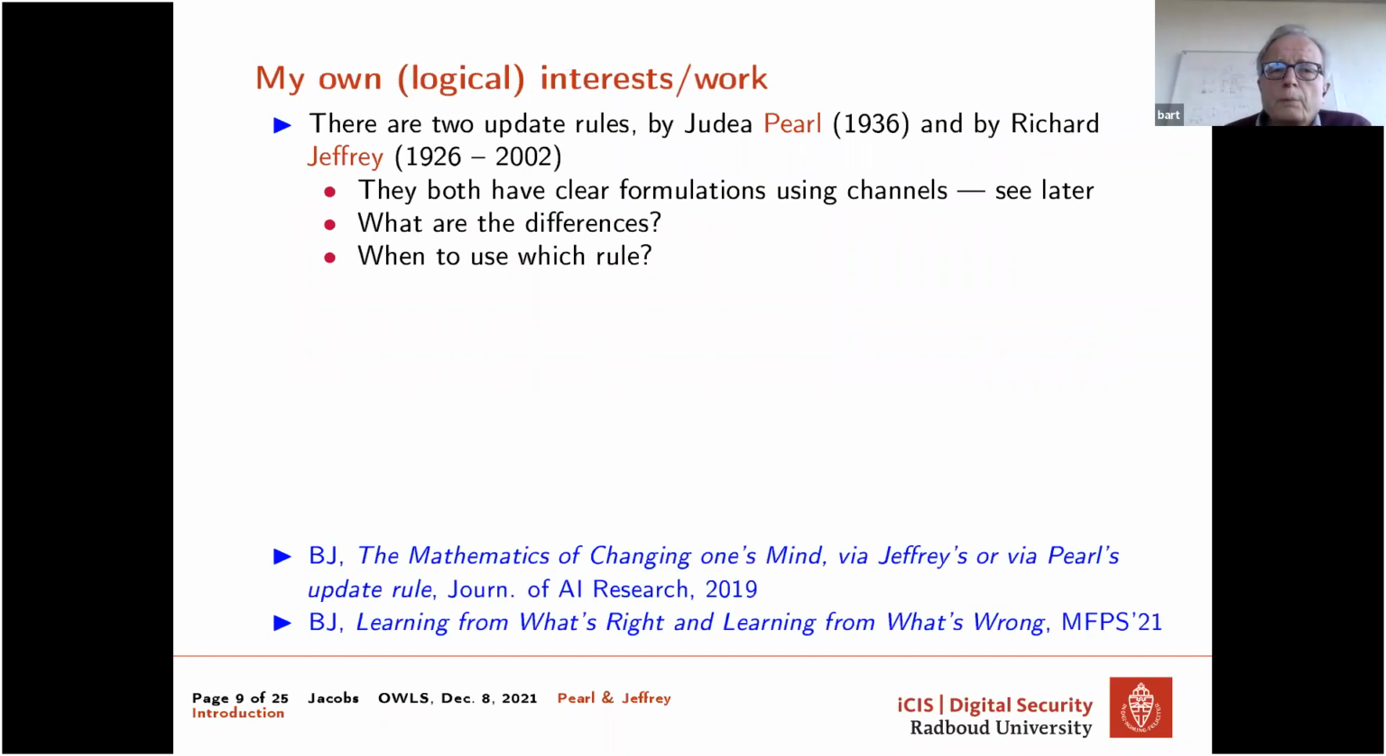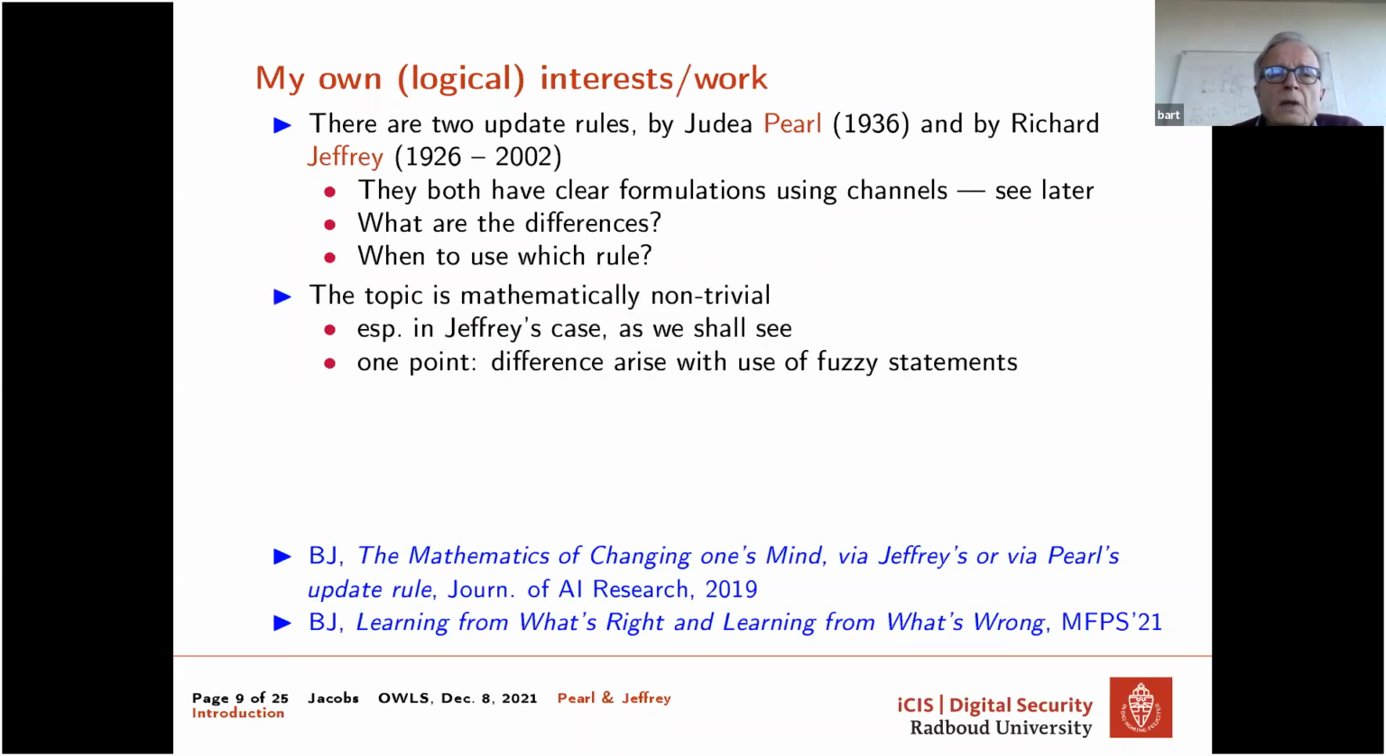In the literature, there are two update rules, and this is also the title of my talk, one by Pearl and one by Jeffrey. And they have clear formulations using channels in a mathematical sense, which I'll explain later. The big questions are, what are the differences and when to use which rule? I'll come to examples in a minute. The topic is mathematically non-trivial, as I'll explain, especially in Jeffrey's case. And I think one of my own contributions is explaining these rules in a very precise mathematical manner.